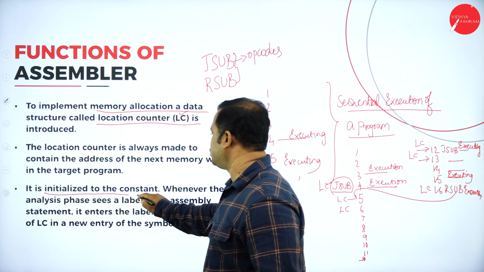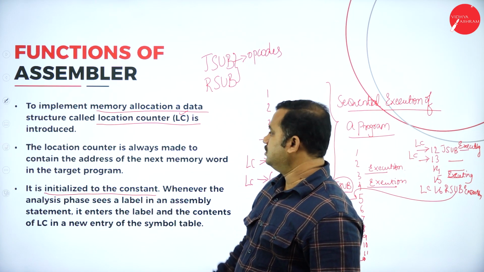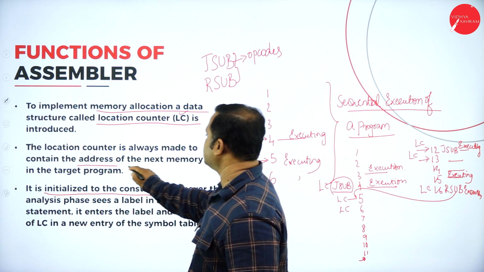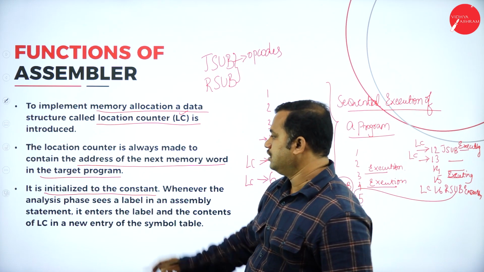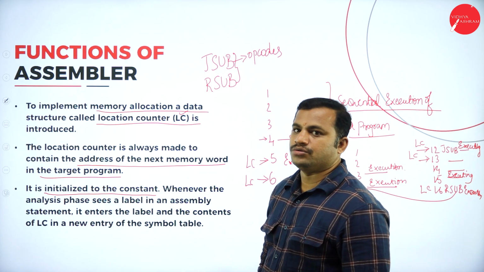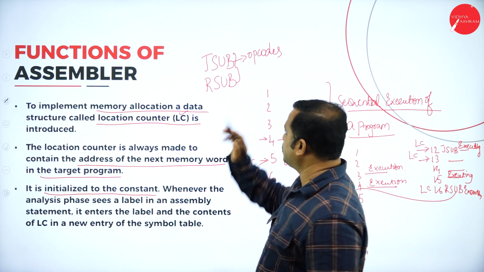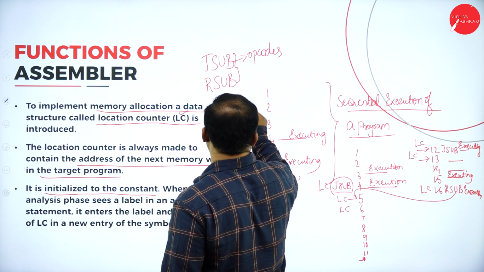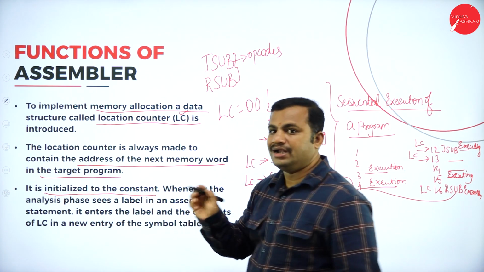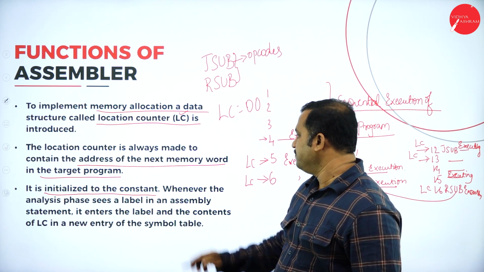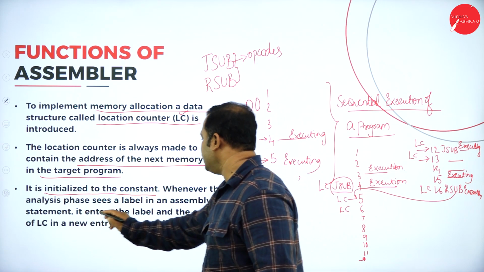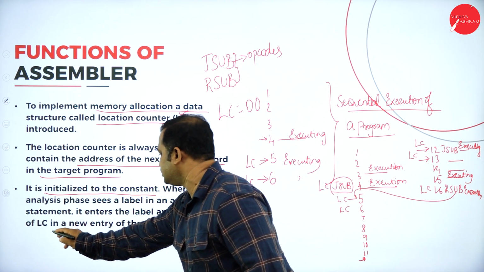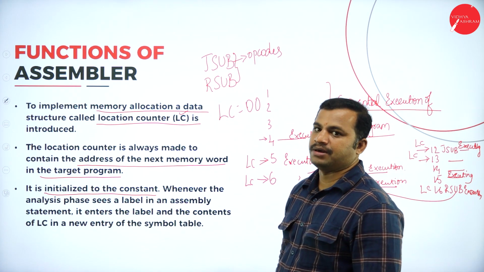It is initialized to a constant value. Then the location counter contains the address of the next memory word in the target program. What is initialized? The location counter. LC is initialized to 0. Whenever the analysis phase sees a label in the assembly statement, it enters the label and the contents of LC in a new entry of the symbol table.